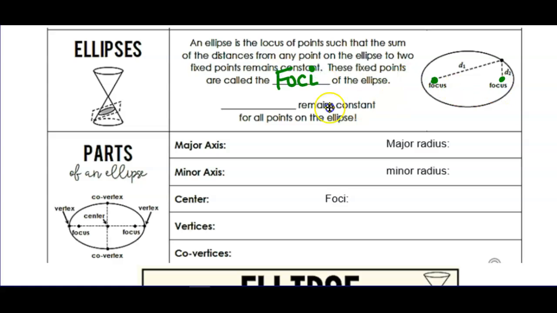Okay, focus and focus. And what it wants you to write here is D1 plus D2 remains constant. It's the length of the string. Okay. The major axis is from the center. It's from one vertex to the other. It's the longer, okay? It's the length of the whole axis that runs through the focus. I don't remember what I put for this blank. Let me double check. It says longer axis of symmetry.